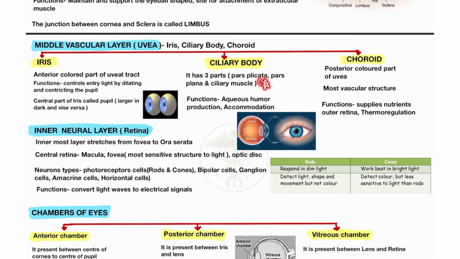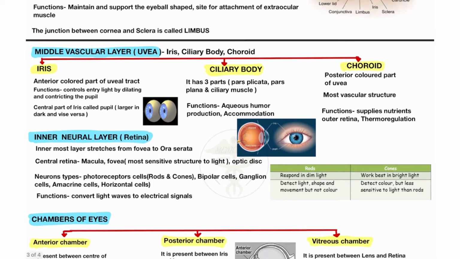Please learn this. Only pars plicata, not pars plana and ciliary muscle, forms the aqueous humor. Only pars plicata forms it. So the function of the ciliary body is aqueous humor formation. Here you will write aqueous humor production, and it also helps in accommodation, meaning changing, when it changes it may shrink and dilate.